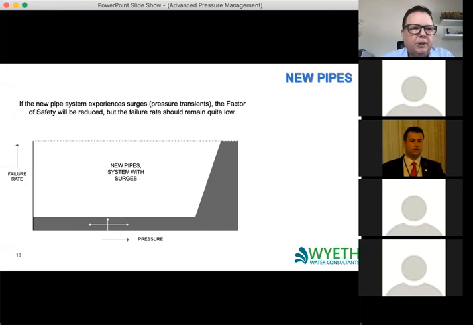But then you start to operate the system and you start to get surges in the network, and also the pressures change a bit. So now you can see we're not at 6 bar, but we're up to more like 8 bar. And that's because our system is now operating in a different way, and we're getting closer. Our factor of safety is getting smaller.